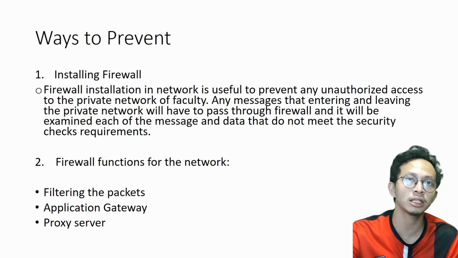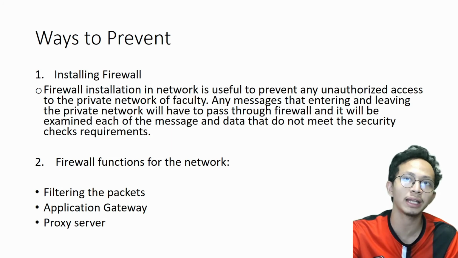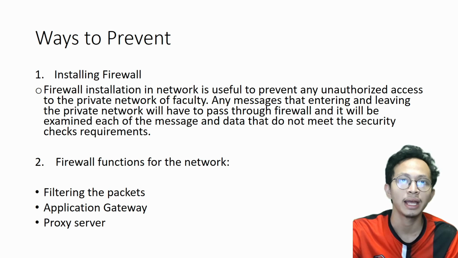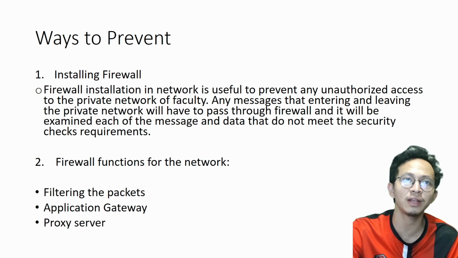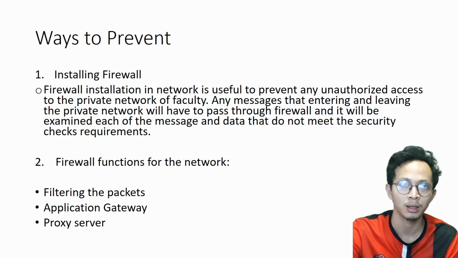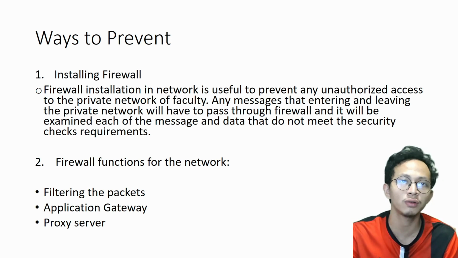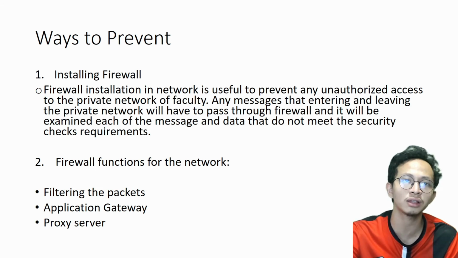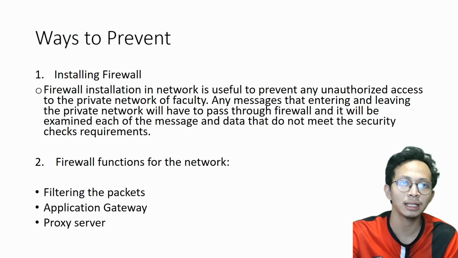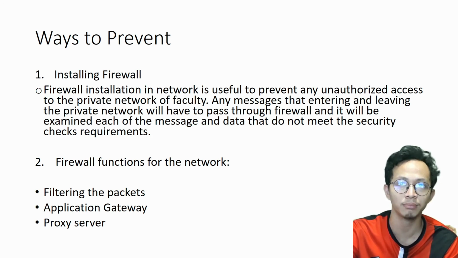Firewall installation in the network is useful to prevent any unauthorized access to the private network of the faculty. Any message entering and leaving the private network will have to pass through the firewall, and each message will be examined, and data that do not meet the security check requirements are blocked. Firewall functions for the network are first, filtering the packets, second, application gateway, and third, a proxy server.